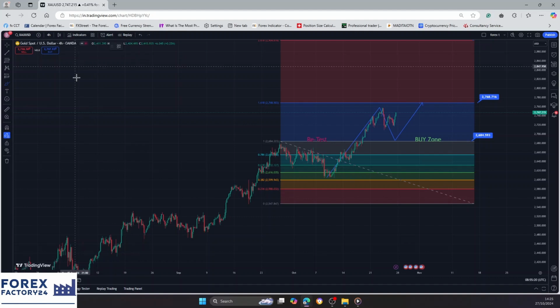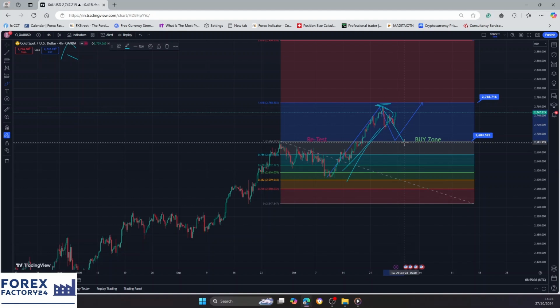You can see price has been on a steady uptrend, recently hitting a high around $2,739. Now, when we see a big move like this, there's always a chance for some kind of pullback before it continues higher. So let's walk through this setup step by step.